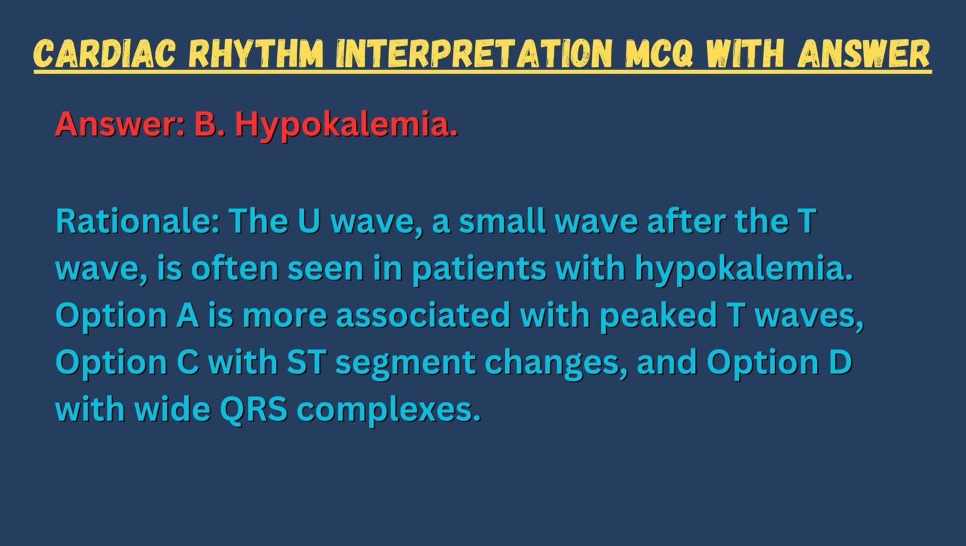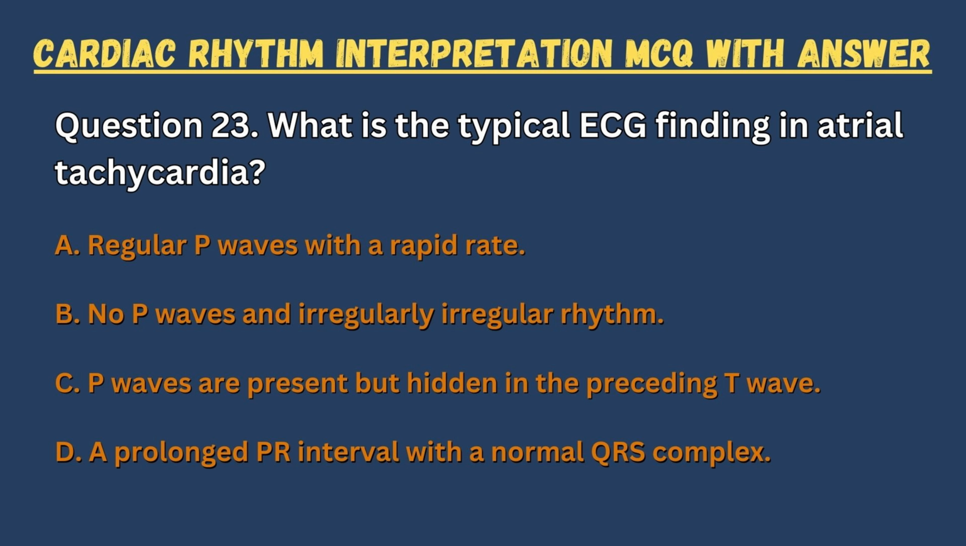Answer: B. Hypokalemia. Rationale: the U wave, a small wave after the T wave, is often seen in patients with hypokalemia. Option A is more associated with peaked T waves, option C with ST segment changes, and option D with wide QRS complexes.